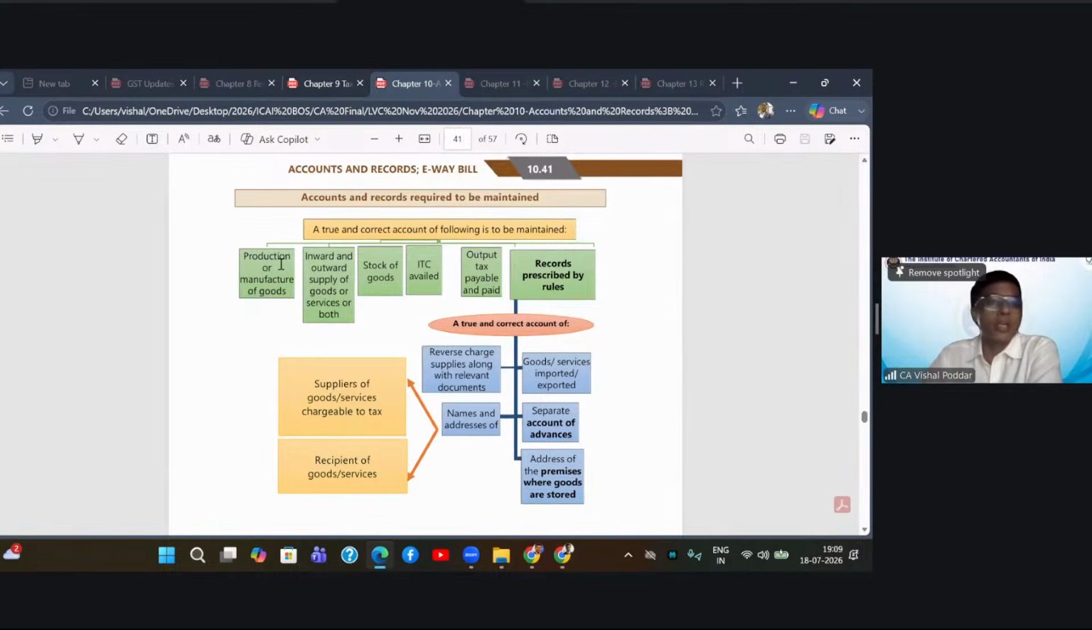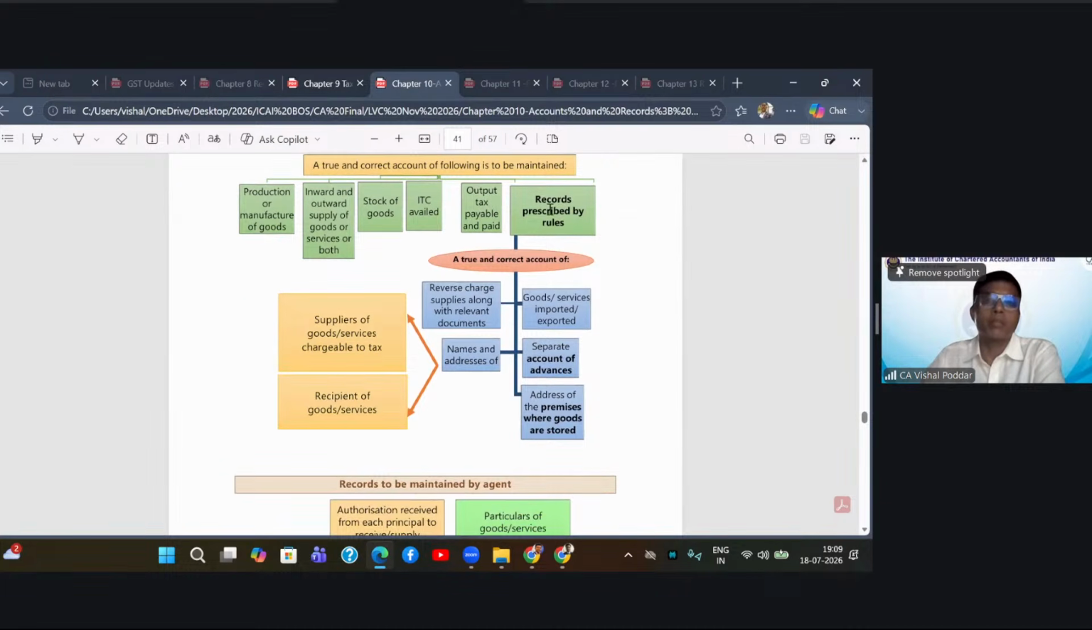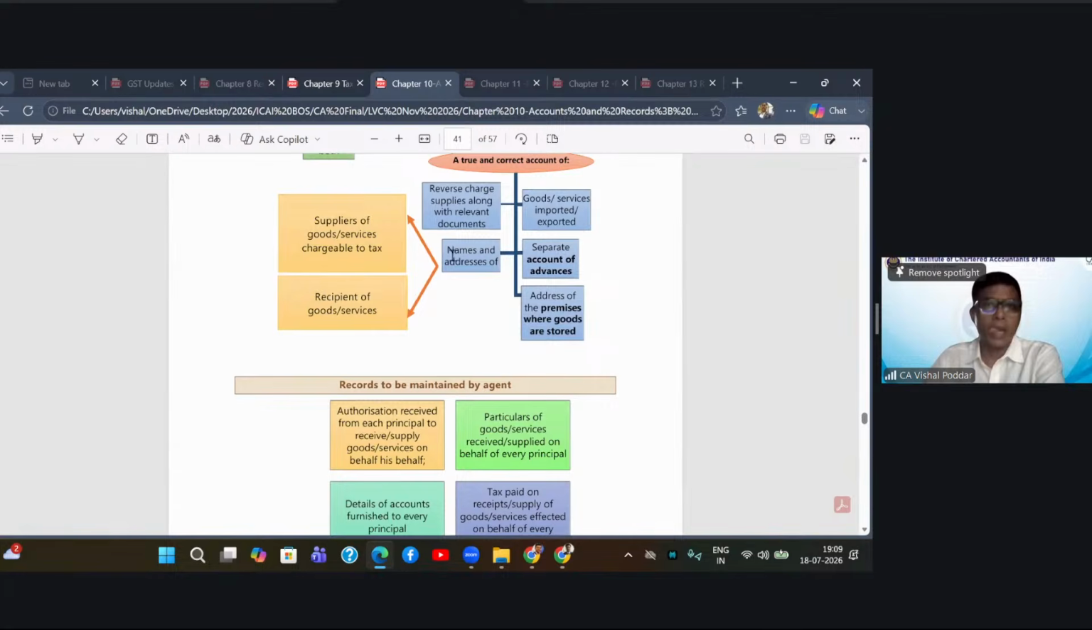First is information relating to production or manufacture of goods, then inward and outward supply, stock of goods, ITC availed, output tax payable. Further, the records which are prescribed by rules are, again, not giving the names of the registers, but what details they want. So where goods or services are imported, exported, then reverse charge supplies along with relevant documents.